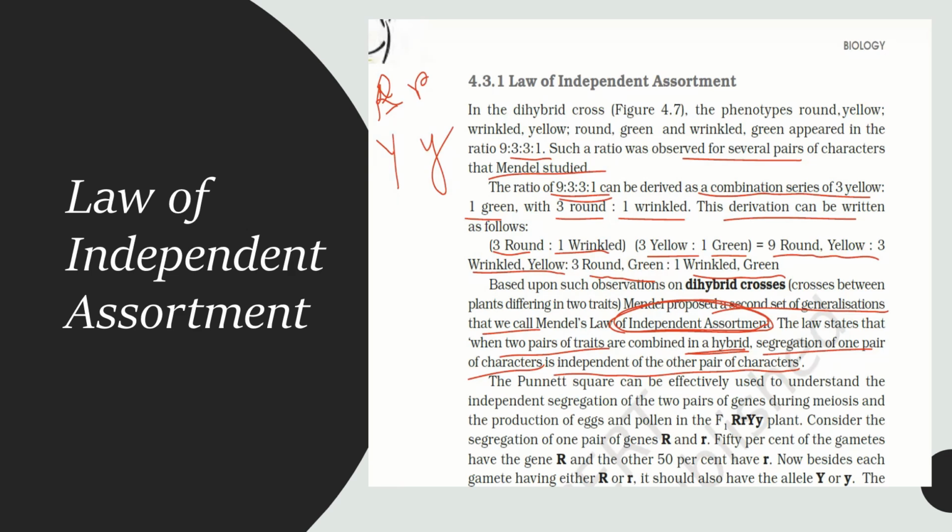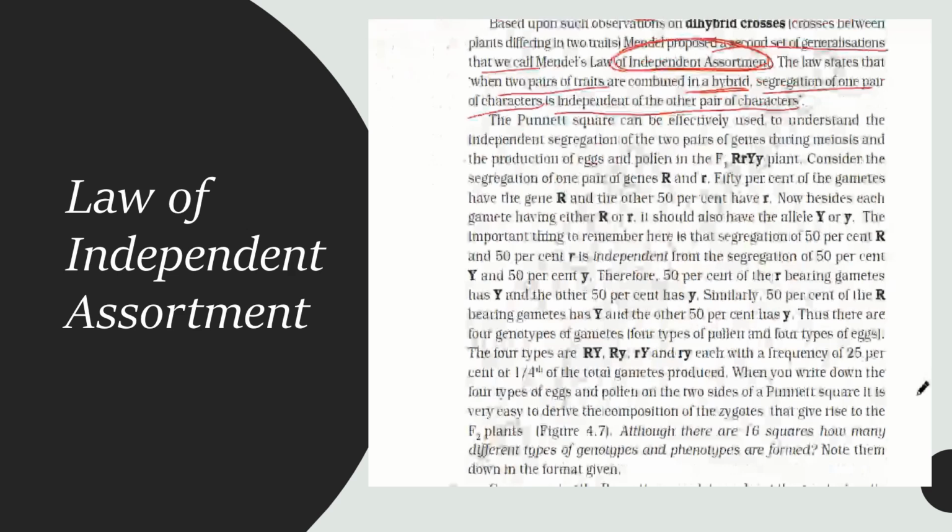How? We use the Punnett square effectively to understand this independent segregation of two pairs of genes during meiosis, that is, during the production of eggs and pollen in the F1 generation. So the plant is Rr and Yy. Consider the segregation of one pair of genes as R and r, and another pair as Y and y. For the eggs and pollen, you need to find out how the genes are segregated. One pair is R and r, and the other pair should be Y and y.